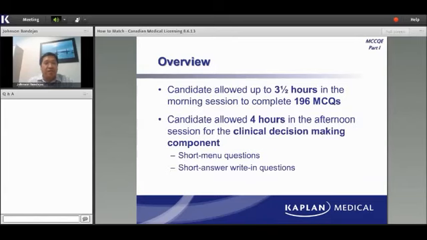Now, the second component of the MCCQE1 will be the clinical decision making that is usually given in the afternoon. Usually, a candidate is given up to 40 to 60 cases for a maximum total of about 80 questions, with 1 to 5 questions per case. The maximum allotted time to finish the afternoon session is 4 hours. Unlike the morning session, the clinical decision making is not a computer adaptive test.